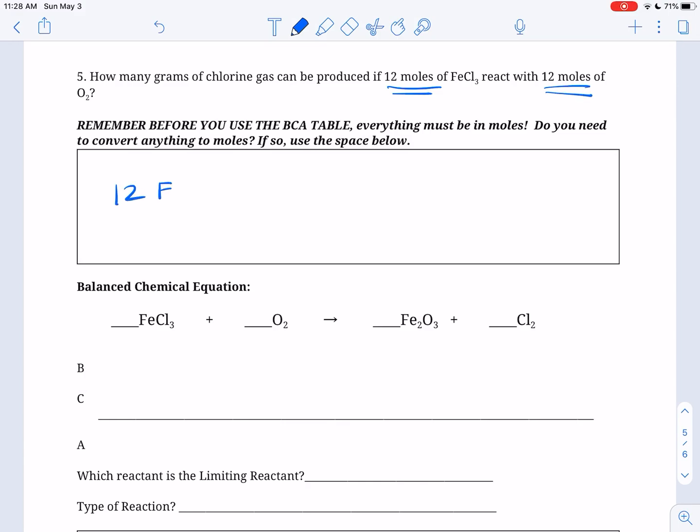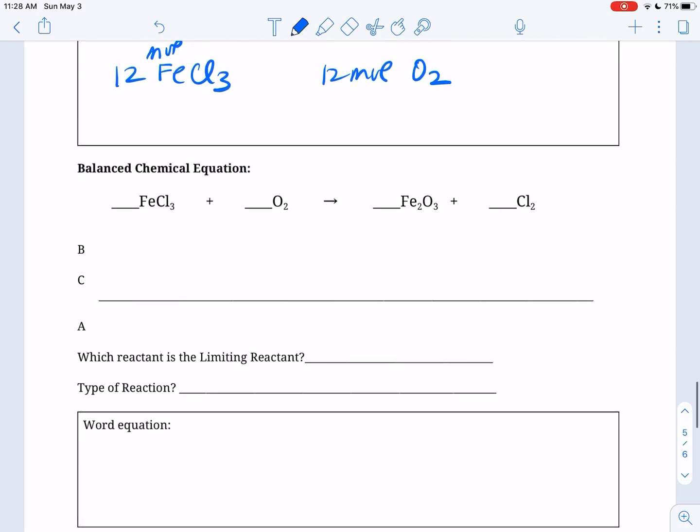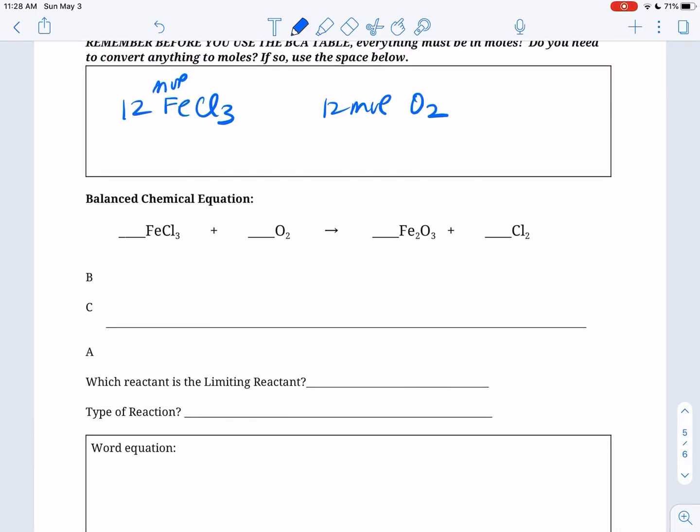So that means we don't need to do anything. I already have what I need. I don't need to do any converting because it's already in moles, so no need to convert. Okay, so be careful of that. All right, so let's look at my balanced equation.